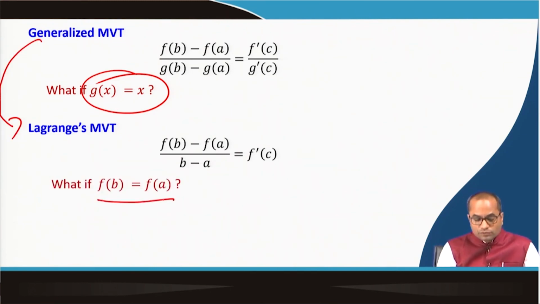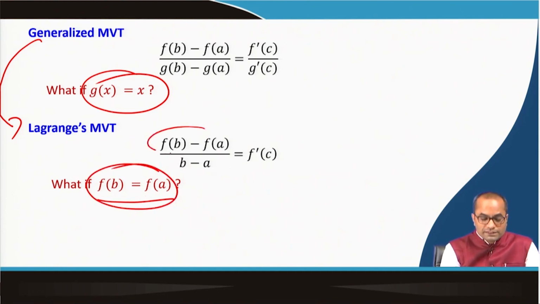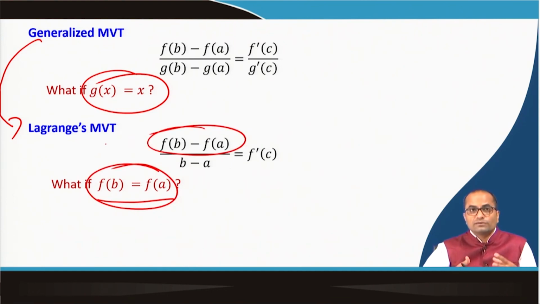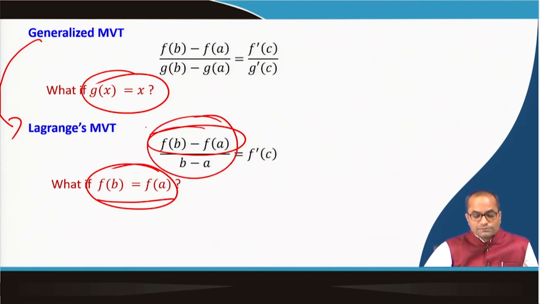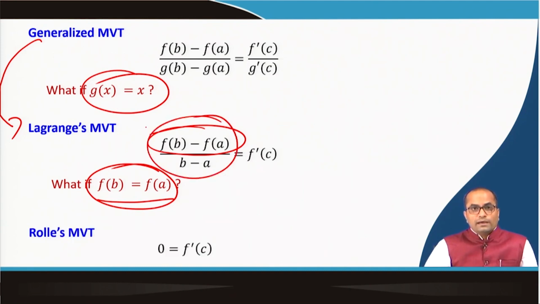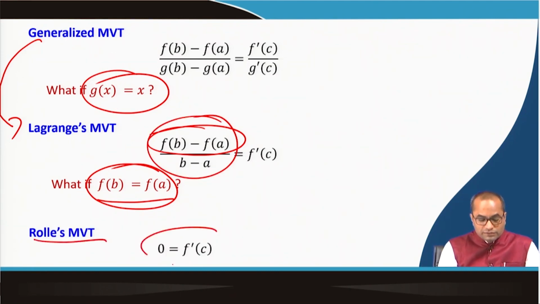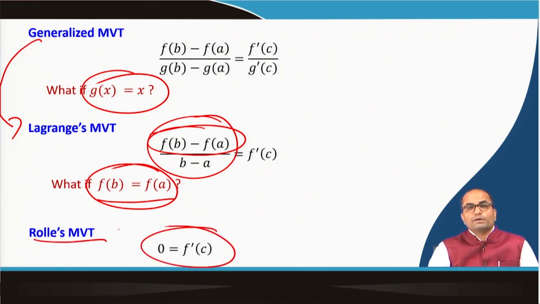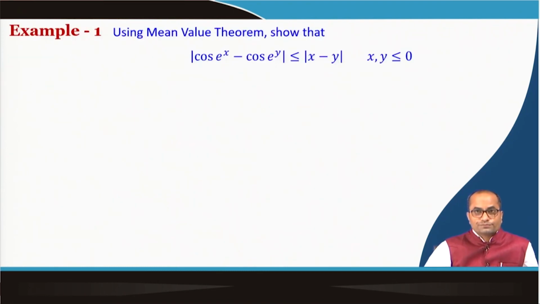And what will happen to this Lagrange mean value theorem? If our function satisfies f(a) equal to f(b), this becomes a particular case: the numerator becomes 0, and we get Rolle's mean value theorem, f prime(c) is equal to 0.